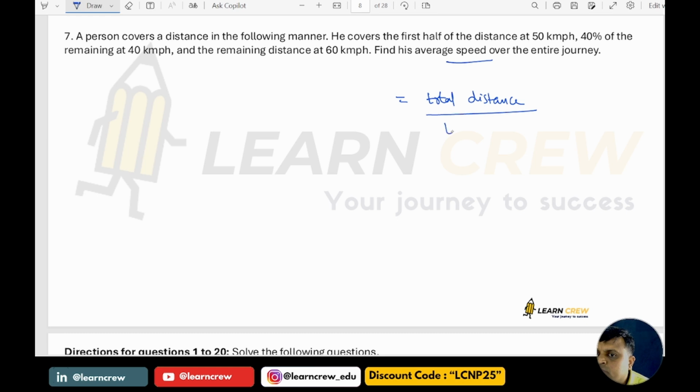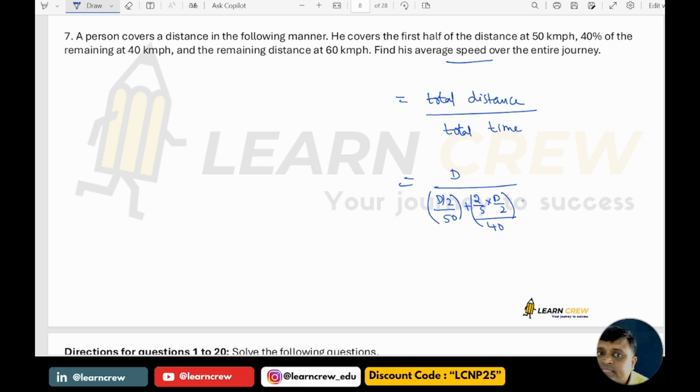by total time. If you see here, if D is the total distance, half of the distance, D by 2, at 50 kilometer per hour, this is the time taken. 40% of the remaining, 40% means 2/5. 2/5 of the remaining D by 2 at 40 kilometer per hour.